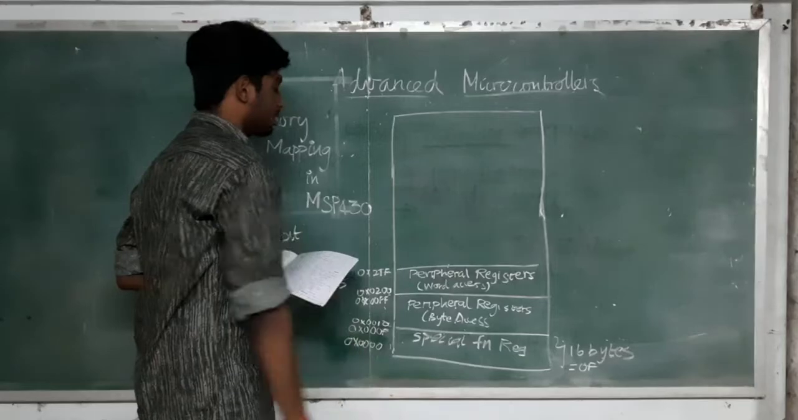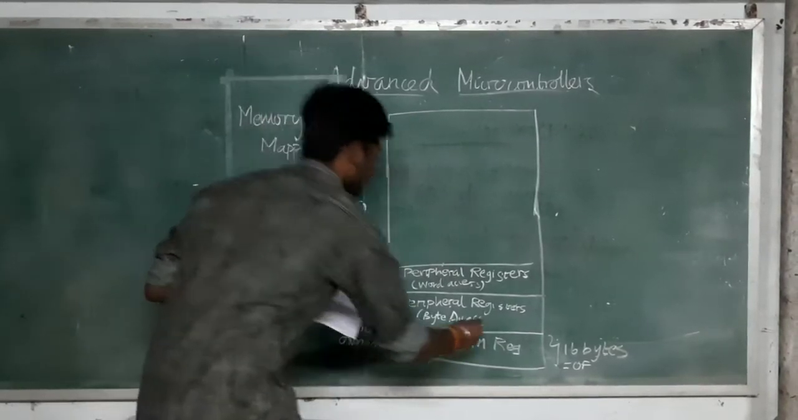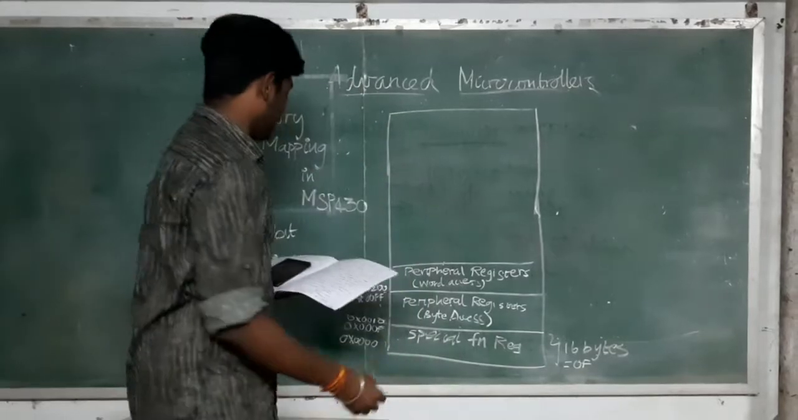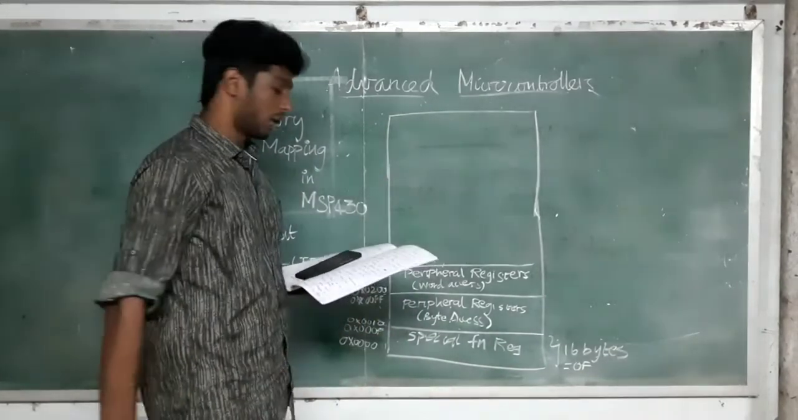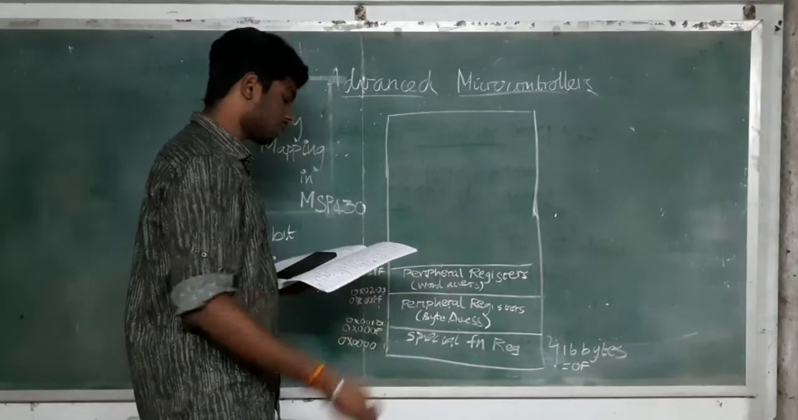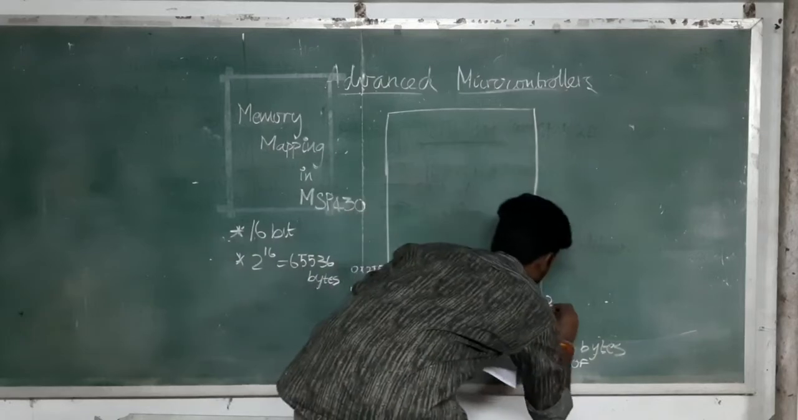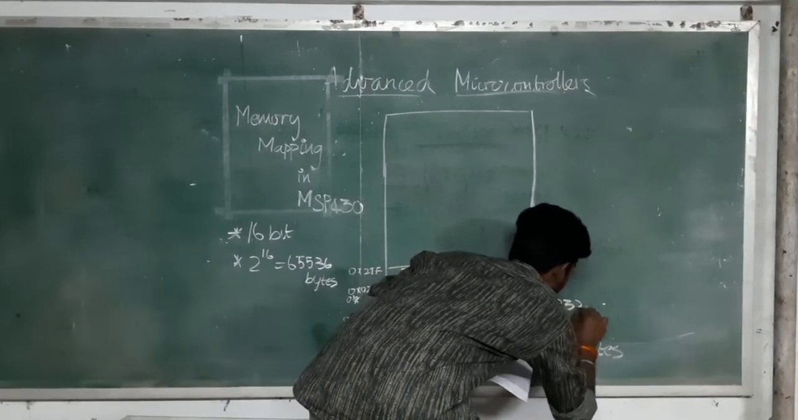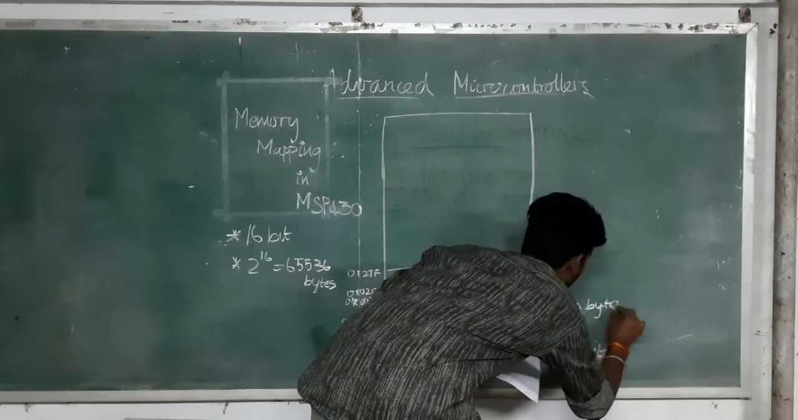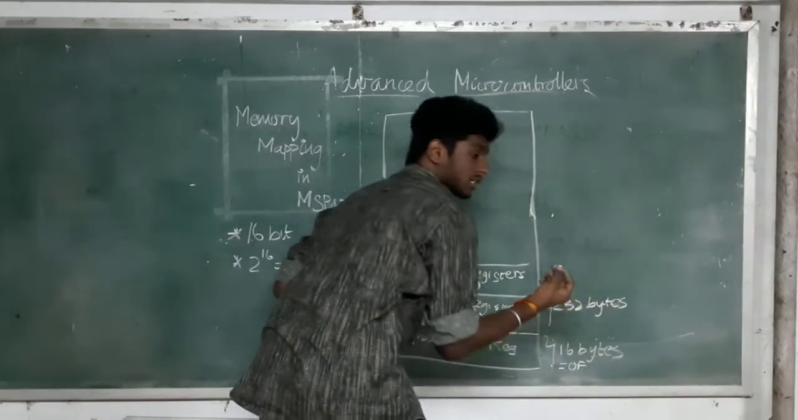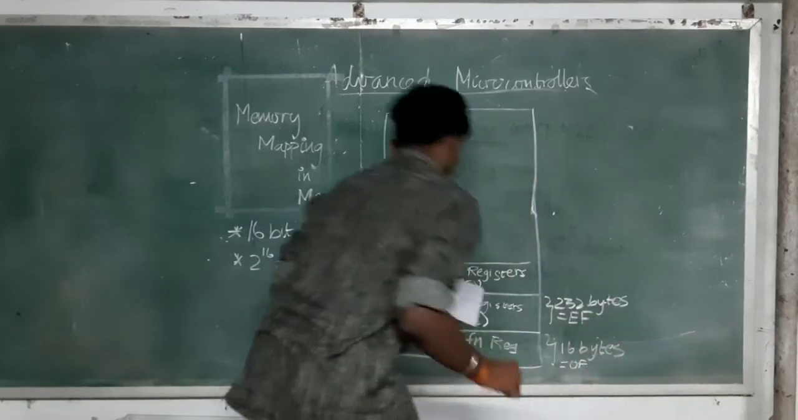So the next section is peripheral registers with byte access, where the starting address is 0010 to 00FF. So here the peripheral registers of byte access consist of 232 bytes, or in terms of hexadecimal we can say it as EF.